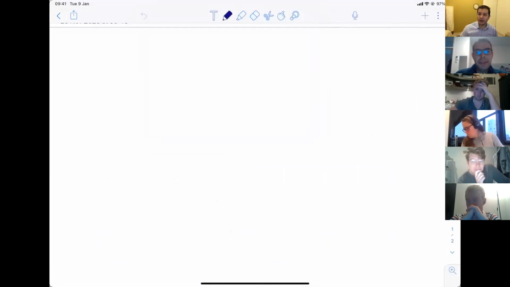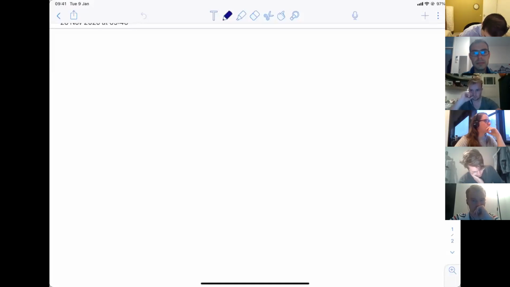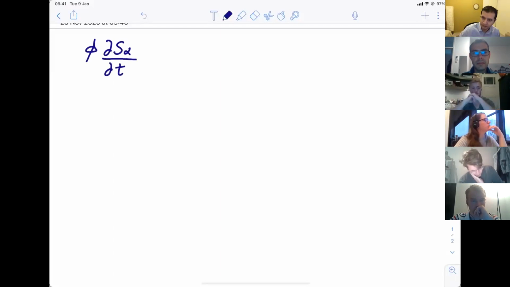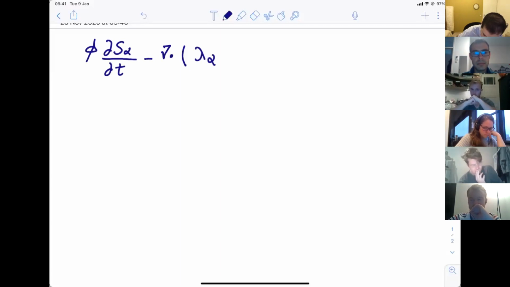So let me do some work here on the pad to give you the right context of what it is that we are going to do with this transport simulator. We have already developed the pressure solver. We started with a mass balance equation that for incompressible flow was written as phi d S alpha dt minus divergence of lambda alpha gradient P equals Q alpha.